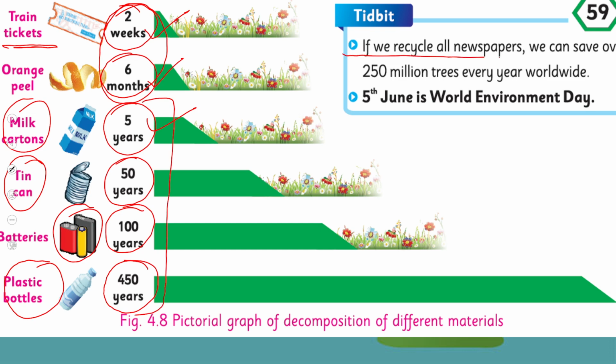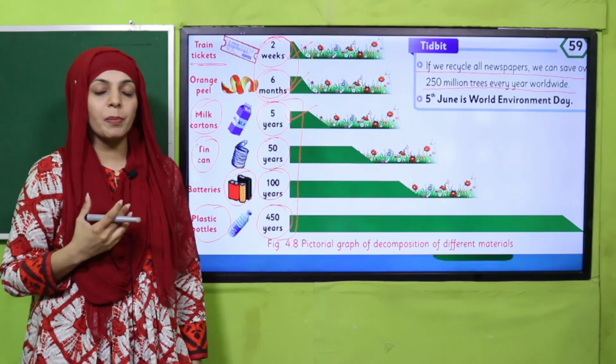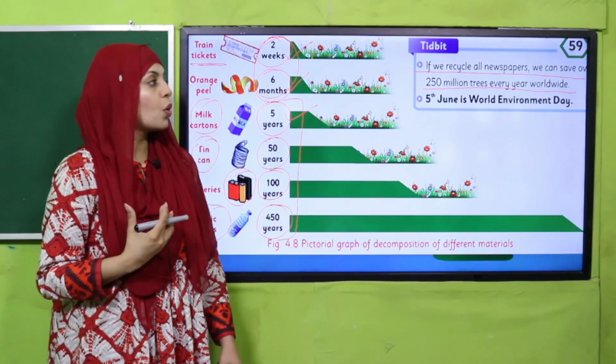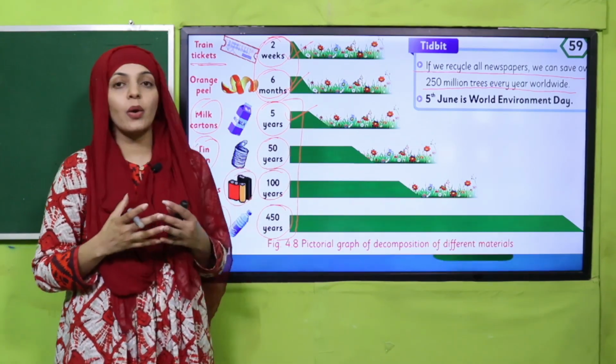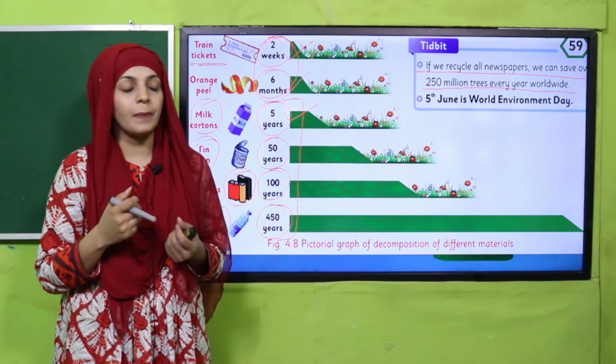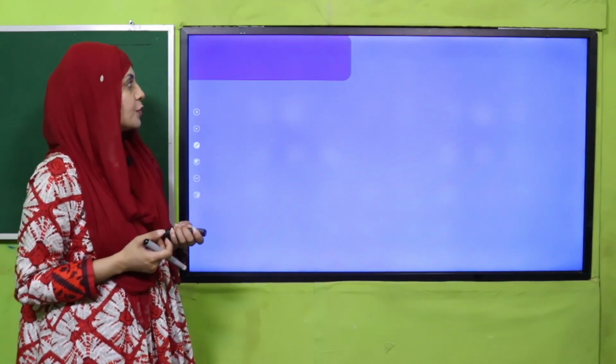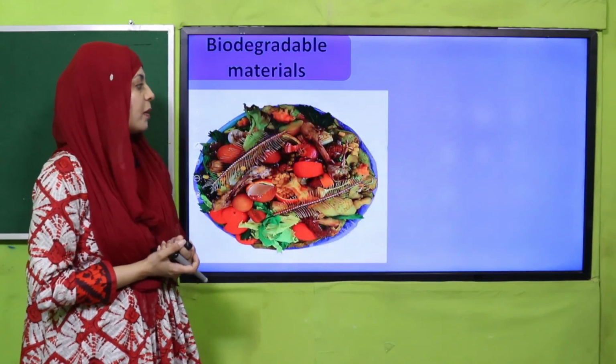If we recycle all newspapers, we can save up to 250 million trees every year worldwide. So my dear students, according to a research, अगर आप तमाम न्यूज़पेपर को रिसाइकल कर लें तो हम 250 मिलियन ट्रीज को बचा सकते हैं हर साल, क्योंकि पेपर जो है ये दरख्तों से बनता है. So my dear students, biodegradable materials are here.